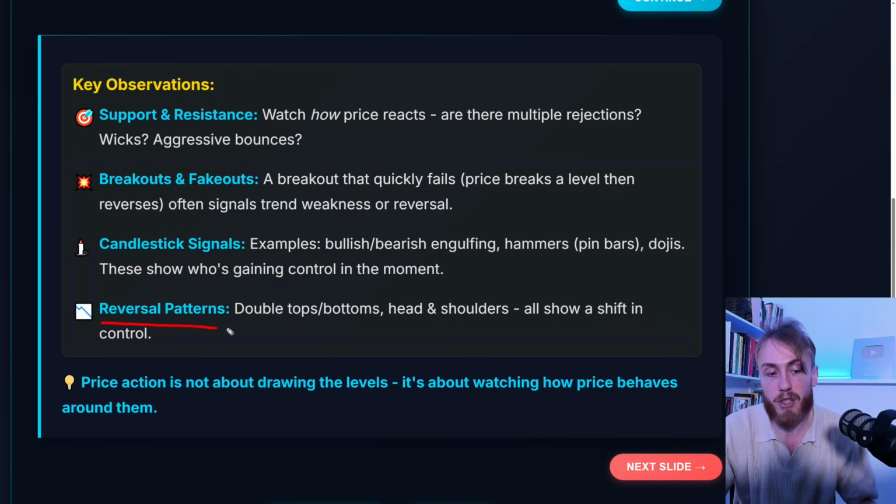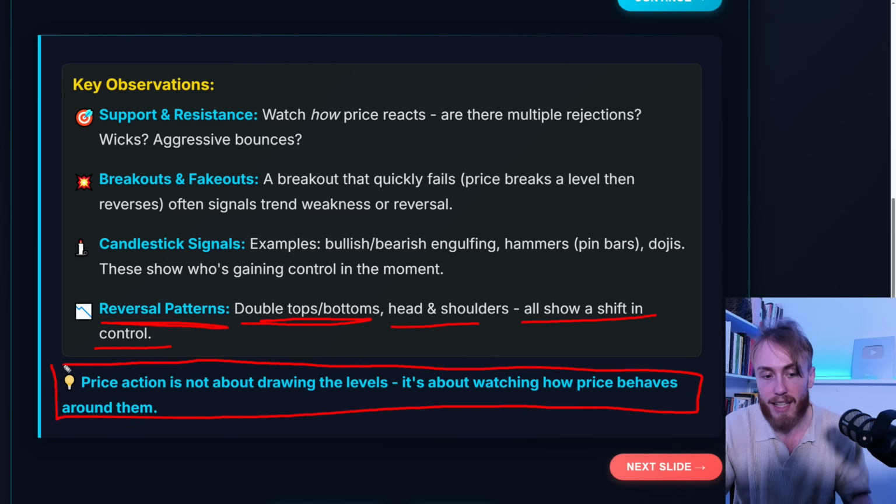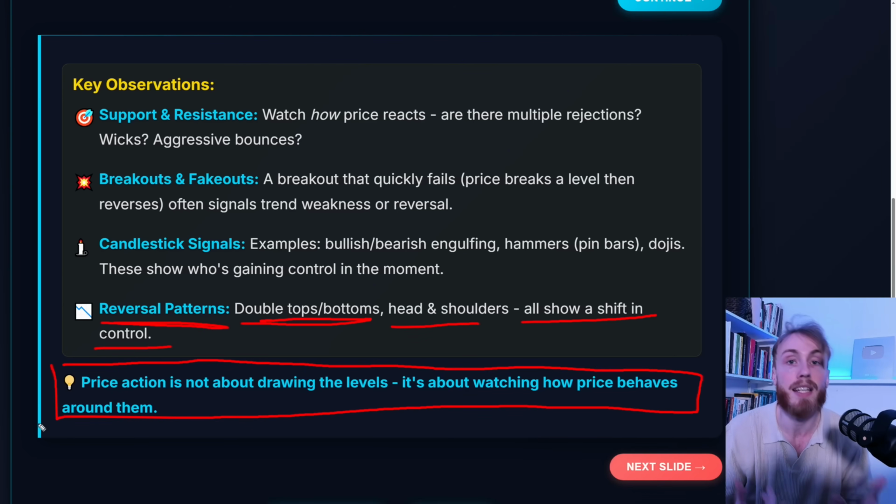But we also have other kinds of reversal patterns like chart patterns. So we're talking about things like double bottoms, head and shoulders, and many other chart patterns as well. But the key takeaway here is that price action is not about drawing the correct levels. Price action is about how the price is reacting to our levels. And this leads to our next key concept.